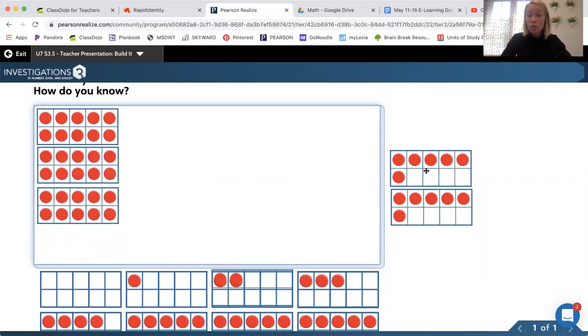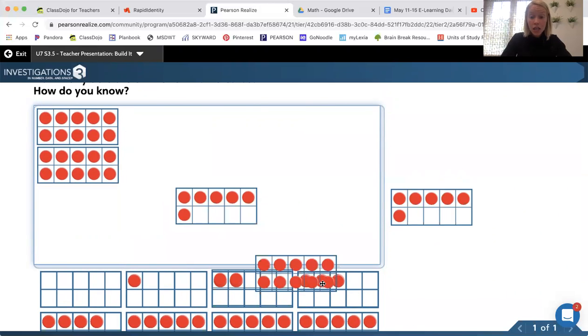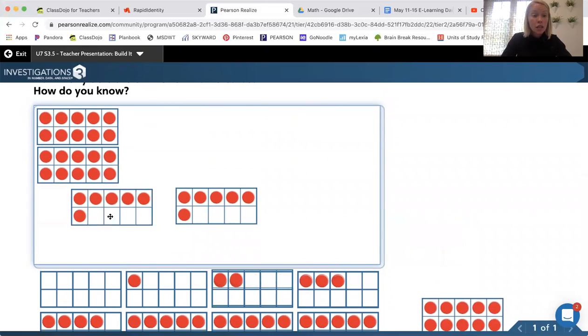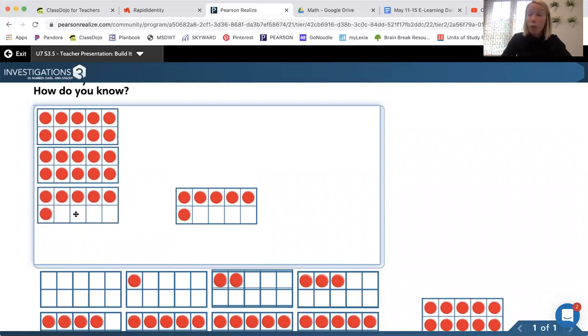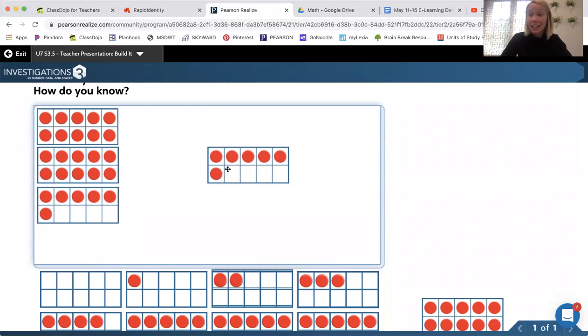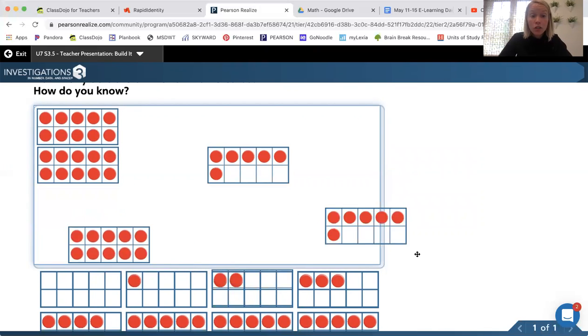Another way that you could do it is still using our ones. Okay, you can still use your ones. I said I wanted to add 6. I know that I could put 4 of them here. 1, 2, 3, 4. So I could take 1, 2, 3, 4 dots and put those there to make a full 10 frame. Okay, so I have a full 10 frame now.